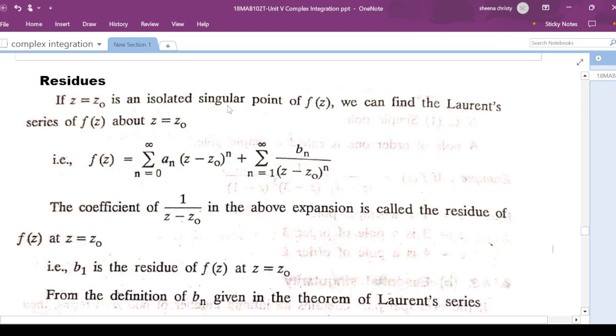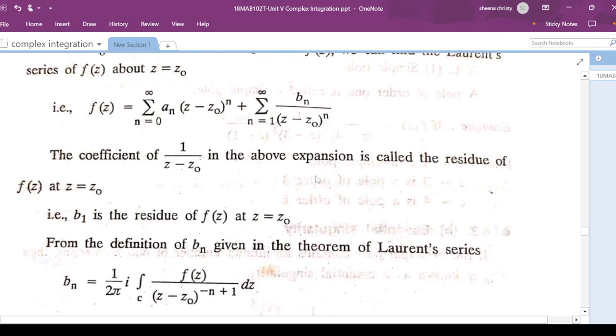If z = z0 is an isolated singular point of f(z), we can find the Laurent series of f(z) about z = z0 as f(z) = sum of n = 0 to infinity a_n (z - z0)^n plus sum of n = 1 to infinity b_n / (z - z0)^n. The coefficient of 1/(z - z0), that is, when n = 1 here in the principal part, is called the residue of f(z) at z = z0.